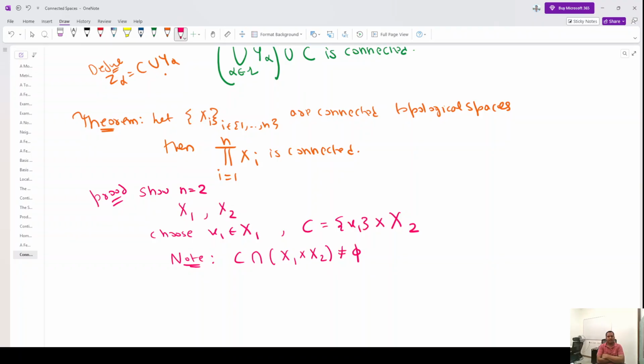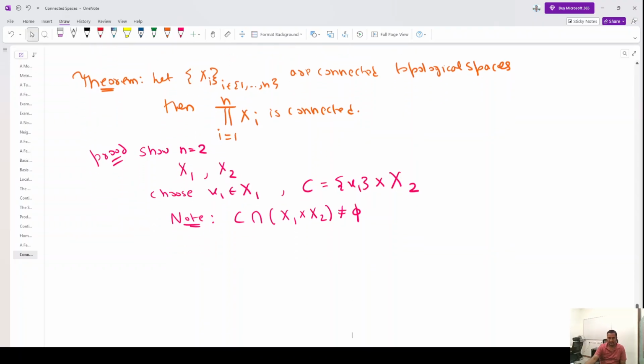X2 is also non-empty. The spaces are not empty, otherwise it doesn't make sense to talk about the product, right? So this is non-empty. And for any x2 in x2, the C intersection x1 cross singleton x2 is also what? Non-empty, right?